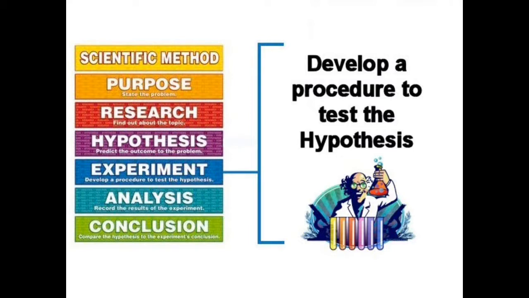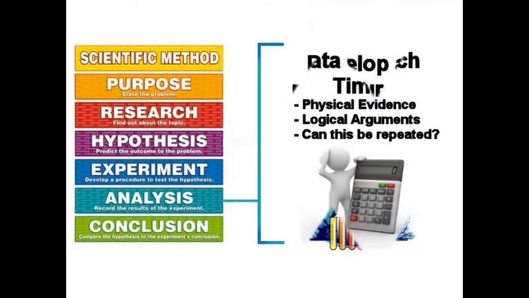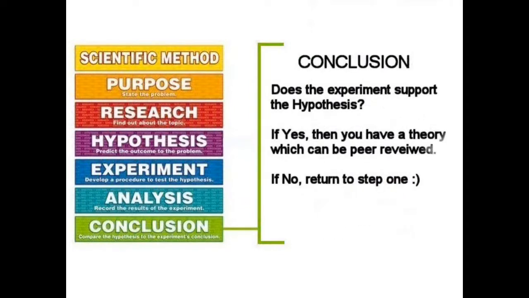Once you've come up with a procedure, you'll literally run the tests, do your due diligence, get all the numbers down, and from that point, do your number crunching. Then you have a look at the actual physical evidence, logical evidence, logical arguments, and can these tests be repeated? That's important in science. Then we'll come to our conclusion.